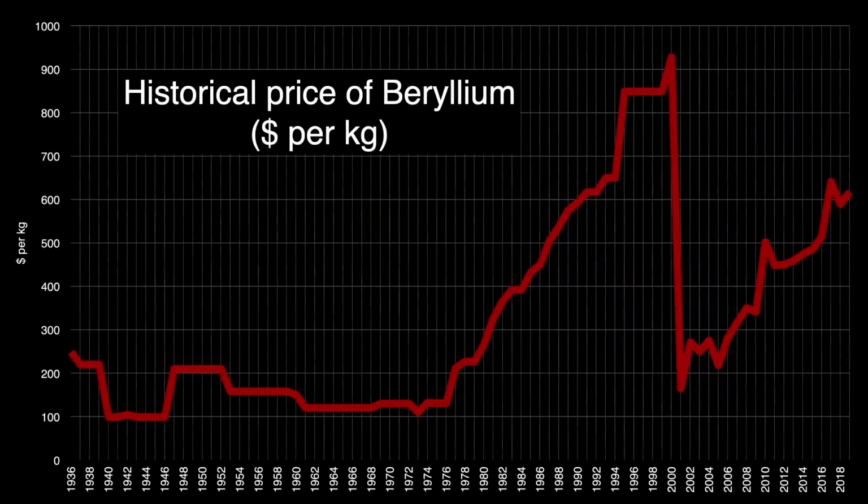Here are the historical prices of beryllium from 1936 to 2019. I don't know what caused the drastic drop in price in 2000, but it has recovered and is now around $1,000 per kilogram.